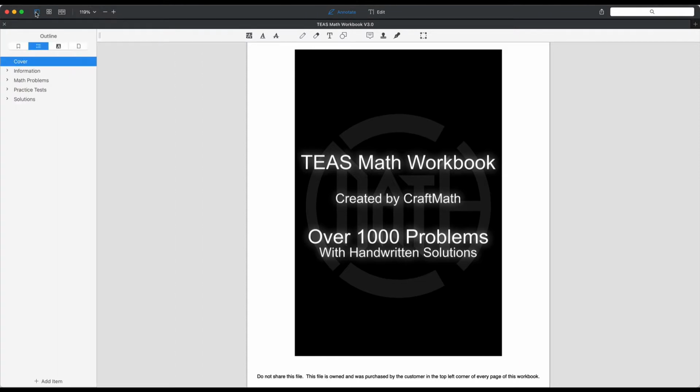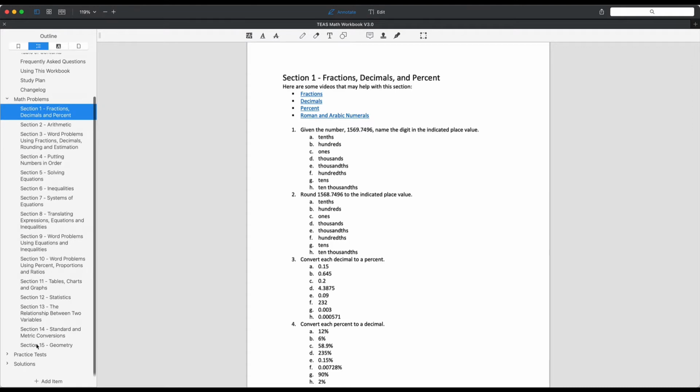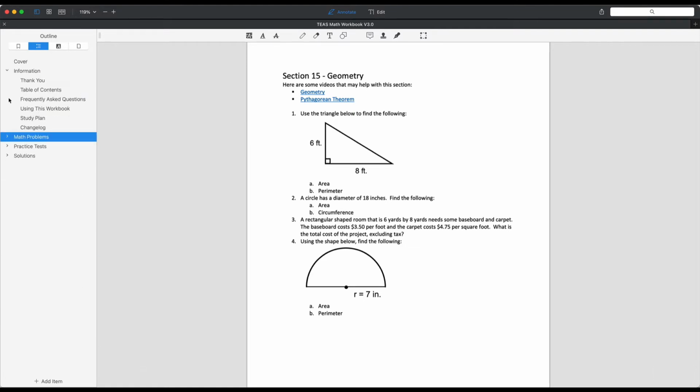I recommend opening it in a PDF reader, like Adobe Acrobat Reader, or the default app on MacBook Pros, which is called Preview. When you open that up, you want to try to find this sidebar, which is like your table of contents, and you can easily navigate through the workbook. Notice right here, math problems, section 1, fractions, decimals, and percent. As soon as I tapped on that, it jumped to it. If I wanted to jump later on into the workbook, say the last section, geometry, boom, it jumps straight to it. So that's what I recommend for those of y'all that do have the workbook.